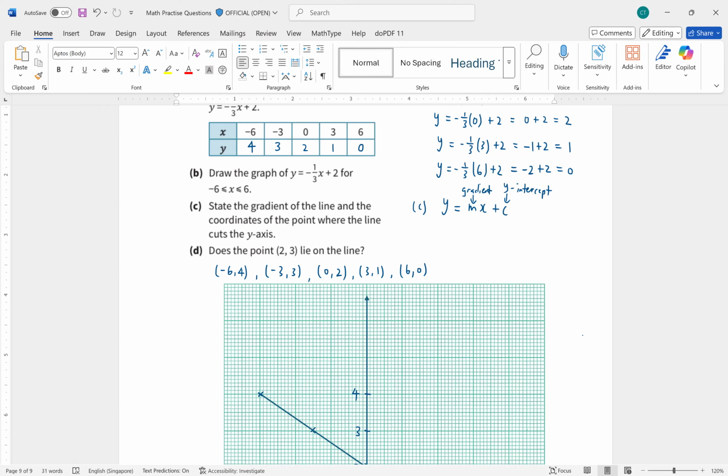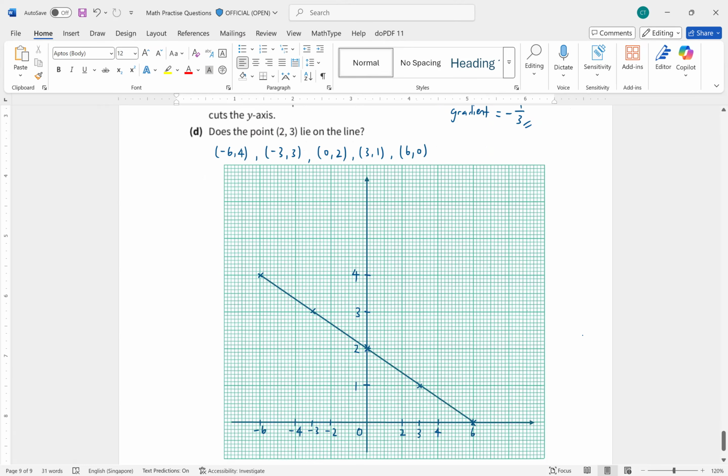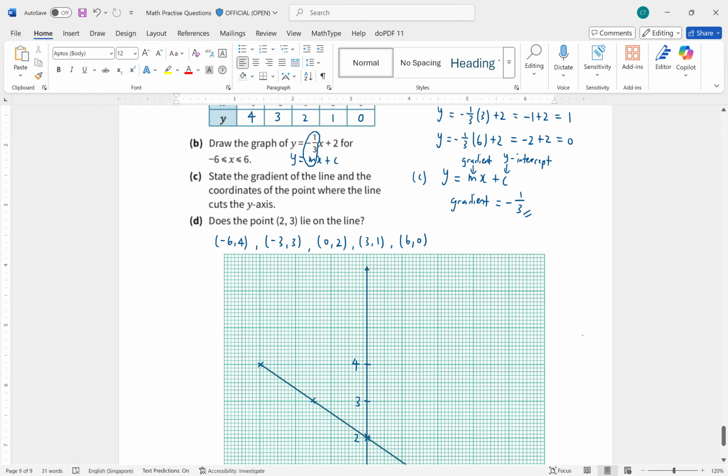Alright, so now the gradient, if you compare to the equation y equals mx plus c, this one will be the m, the gradient. So the gradient will be negative 1/3. You can see the gradient is a negative number, so as expected, if you look at the line you drew, it's sloping downwards. So you know that roughly you have done the correct thing, because for a negative gradient, the line should slope downwards. Slope downwards means this way.